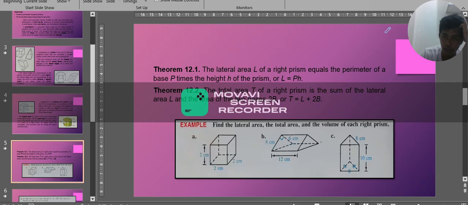But the question in mind is, what is the surface area? When we say surface area, the focus here is both the lateral area and the total area. It depends on the question. So, for example, this one: find the lateral area and the total area of each right prism. This one, letter A, letter B, and letter C.